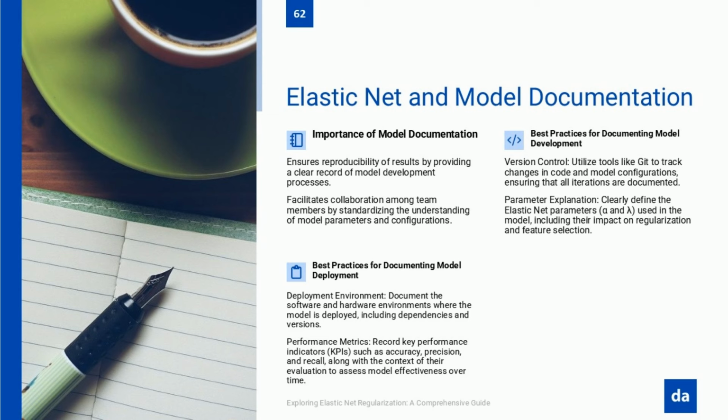A well-documented Elastic Net model should not only provide code and hyperparameter logs, but also include business-friendly explanations about how the model is used, what insights it provides, and what its limitations are. Good documentation ensures that machine learning models are reproducible, transparent, and easy to maintain. But transparency isn't just about keeping records. It's also about ensuring that models are fair, explainable, and free from bias, which is what we'll explore next.